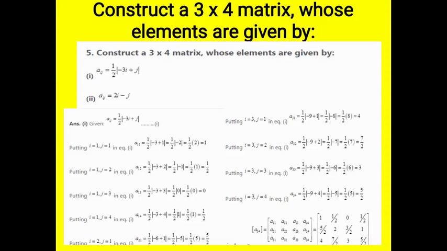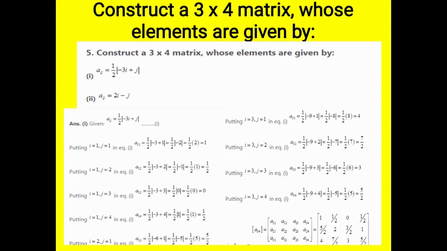You can find out all these values by putting the values of i and j. If you have to find out the value of a31, it means in the place of i you will put 3, and in the place of j you will put 1. When you calculate this, it will come 1 by 2 mod of minus 3 into 3 plus 1, and you know that 3 into 3 is minus 9 with negative sign, and when you remove this mod, then it will come the positive value. In this way you can find out a31.